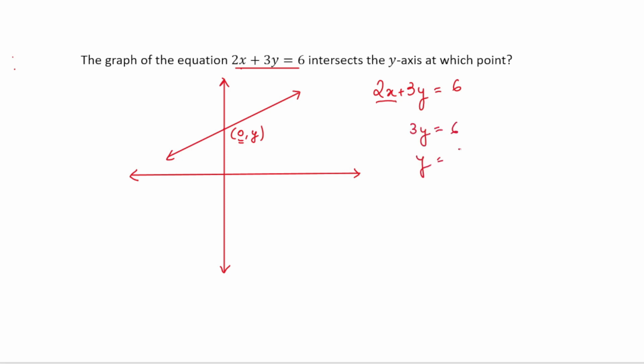So y is equal to 6 by 3. 3 ones are 3, 3 twos are 6. So y is equal to 2. So the coordinates of the point where the given line cuts or intersects the y-axis will be (0, 2).